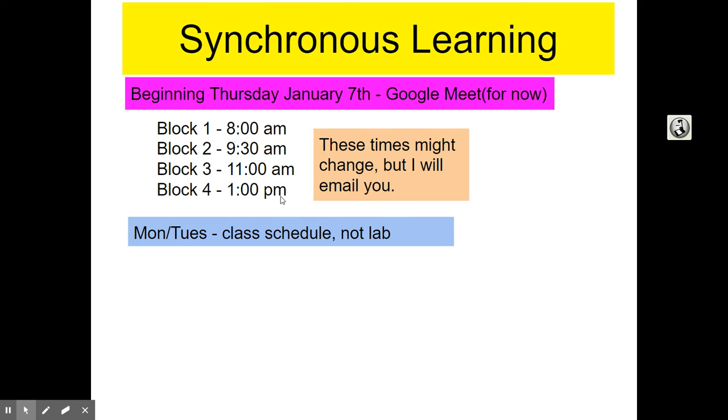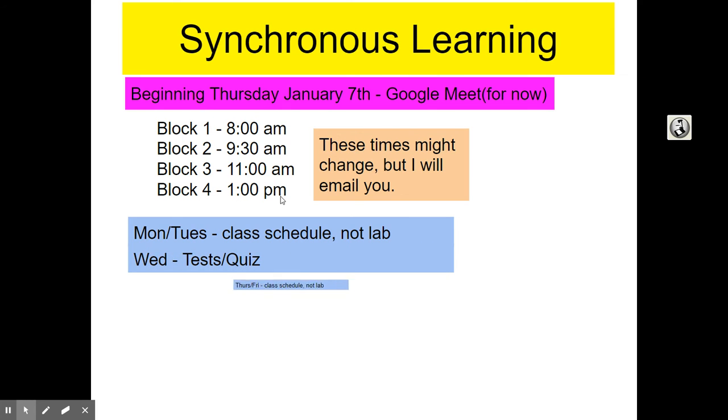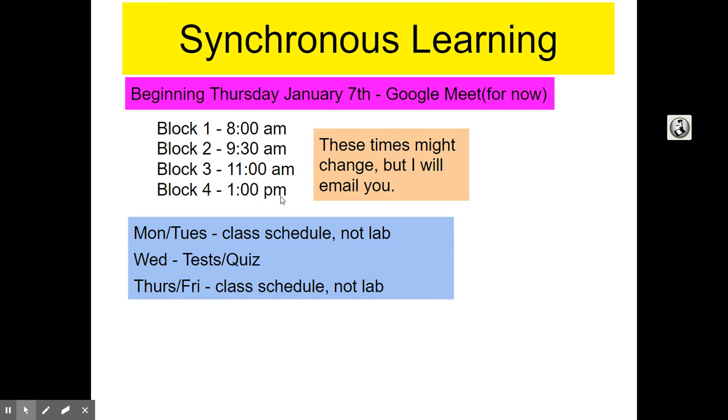So, we'll meet once as a class on Monday or Tuesday. Wednesday, you'll have your test or quiz like normal. And then we'll meet once as a class on Thursday or Friday, depending on what the schedule of the classes are those given days. Block 1 and 3, you're going to meet on AC days, because that's how our schedule works. You have gym on either B or D day, depending on which one you have. In blocks 2 and 4, we're going to meet on BD days.